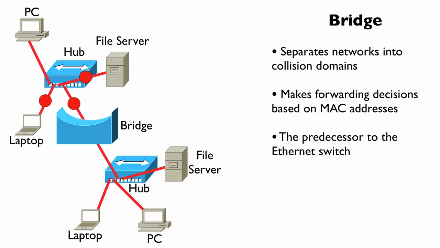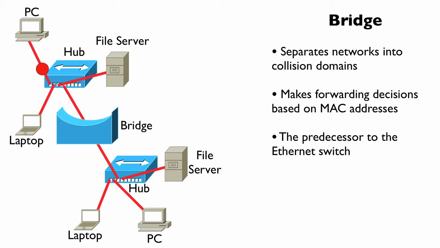Back in the mid-80s and early 90s, when bridges were more popular, a bridge made its forwarding decisions in software, while an Ethernet switch has special circuitry called an ASIC, an application-specific integrated circuit, that's going to allow the switch to make forwarding decisions in nearly real time. So it's significantly better performance-wise than a bridge. We also tend to have much higher port densities in an Ethernet switch as opposed to a traditional bridge.